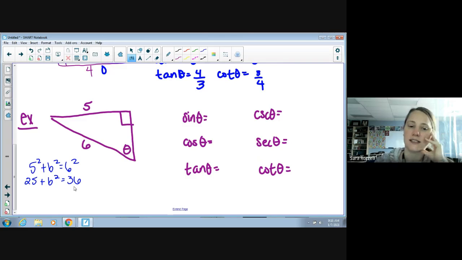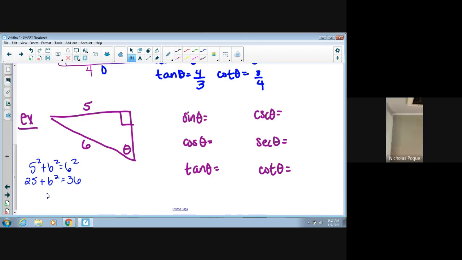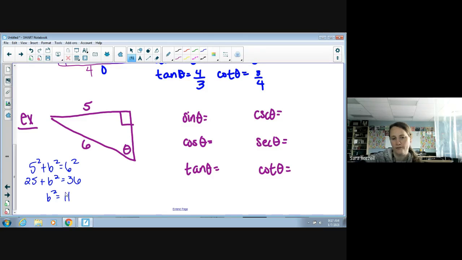We're trying to get the b by itself. So we subtract the 25. What's 36 minus 25? 11. Yep, so b squared equals 11. Then if you want b by itself, you've got to take the square root of both sides. So b is the square root of 11. If it's not a perfect square, just leave it in the square root sign. So we're just going to put for this side, square root of 11.